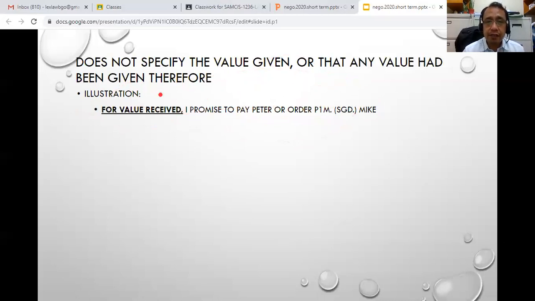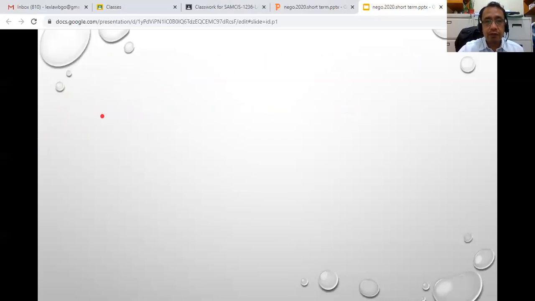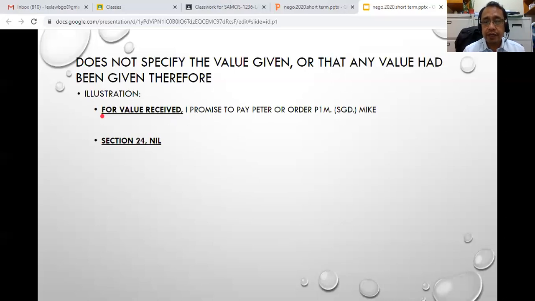What is the justification? What's the legal basis? Why am I allowed to remove this phrase "for value received"? Because of Section 24. Ano ba yung sinabi doon sa Section 24? Section 24 provides that every negotiable instrument is deemed prima facie issued for a valuable consideration.